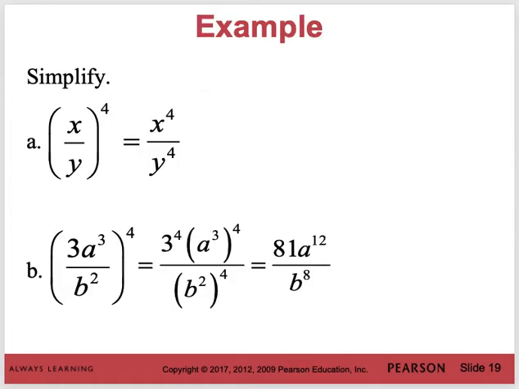This will work. So for the first one, we would just say x to the fourth, y to the fourth. And for the second one, we would distribute that across both the 3 and the a. So we would have 3 to the fourth, a to the third raised to the fourth. 3 to the fourth power equals 81. With our powers here, we would multiply. 4 times 3 is 12, so we get 81, a to the 12th power. And in the denominator, we would have b squared raised to the 4th power. We multiply 4 times 2 to give us 8. And we cannot simplify this any further because our variables are not the same.